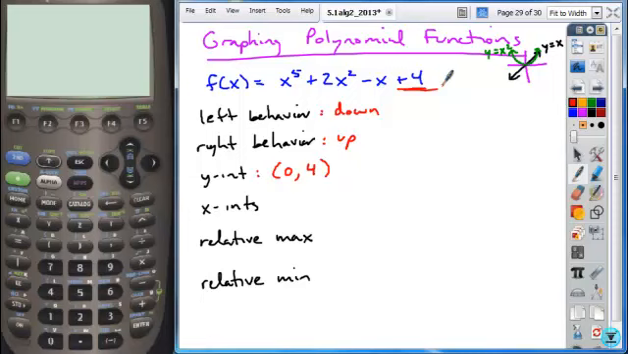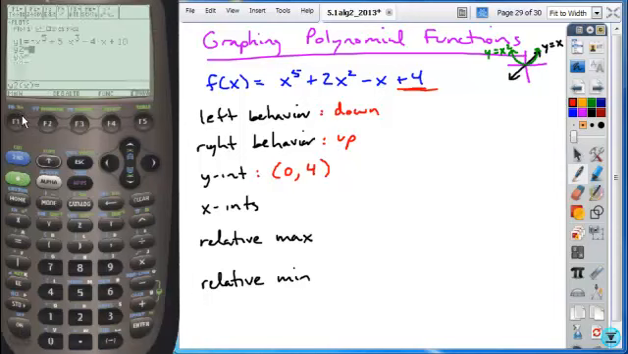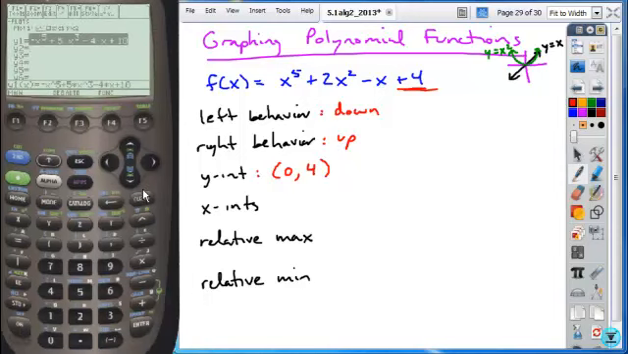So let's take a look at how you would solve for these. Regardless, you're probably going to enter this as a function in your y-editor. That's usually what you'll start with for these types of problems. So if we take this equation, x to the 5th plus 2x squared minus x plus 4, and we enter that, double check to make sure it's entered right. And we can go in and view our graph.